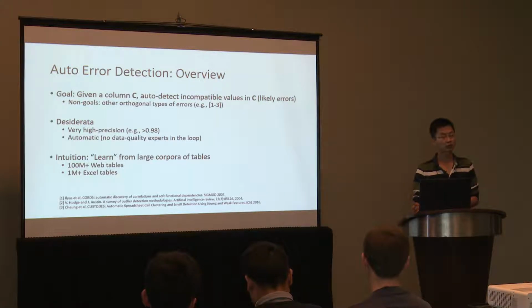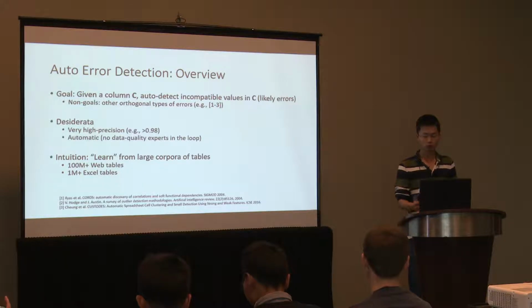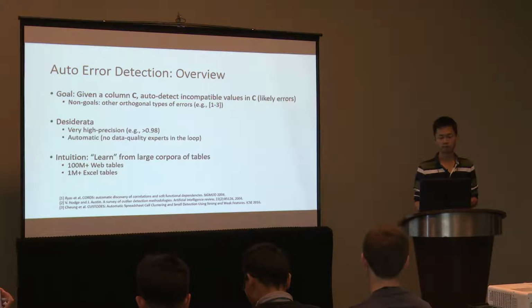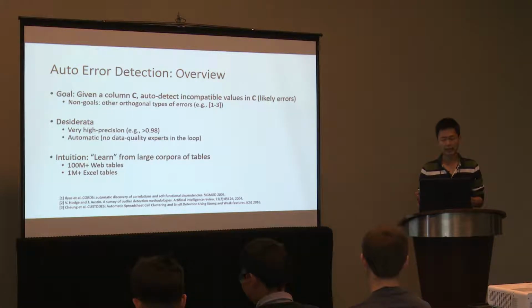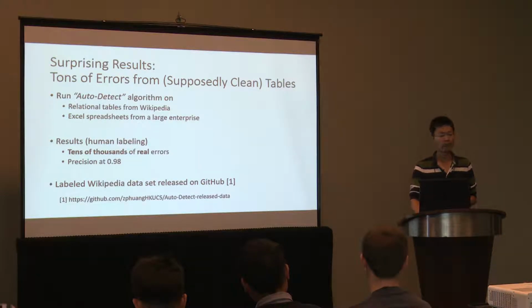So how can we pull this off? Our intuition is that we have large corpora of mostly clean tables, and maybe we can learn from those tables what clean tables should look like, and use that to predict errors. So we think we have a promising algorithm. Let me fast forward and tell you what we find in the experiments.